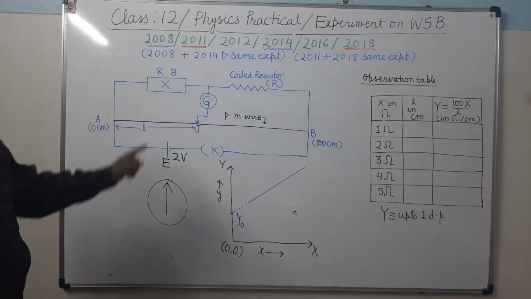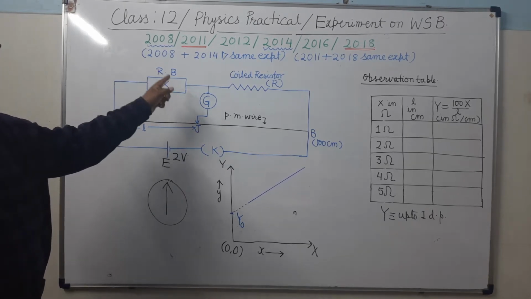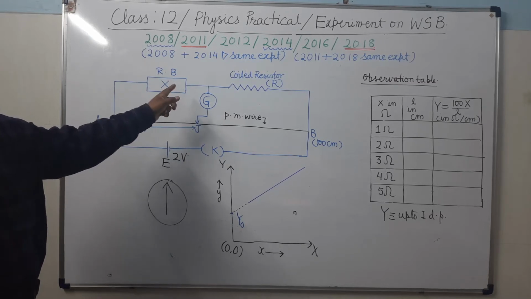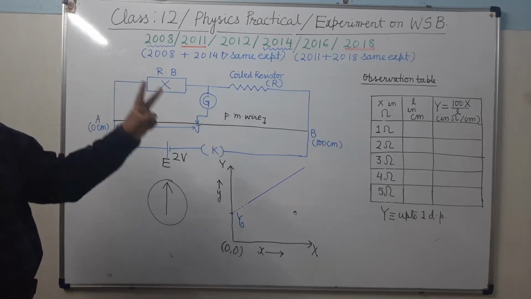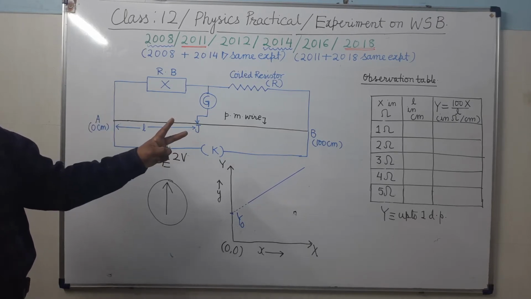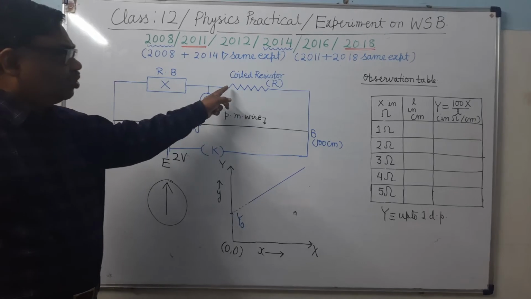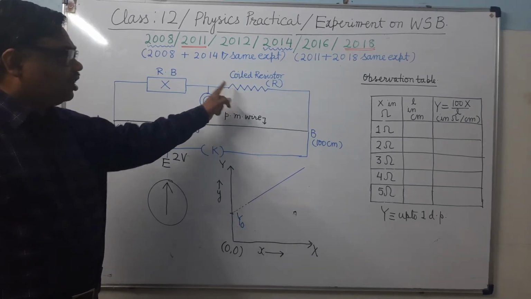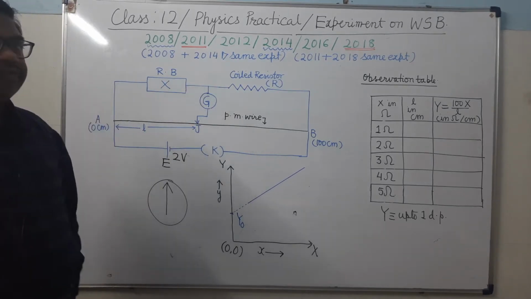Then see here, from the other binding terminal of the resistance box, you will take out two wires. How many wires? Two wires. One will be connected to the coiled resistor and the other will be connected to the galvanometer.